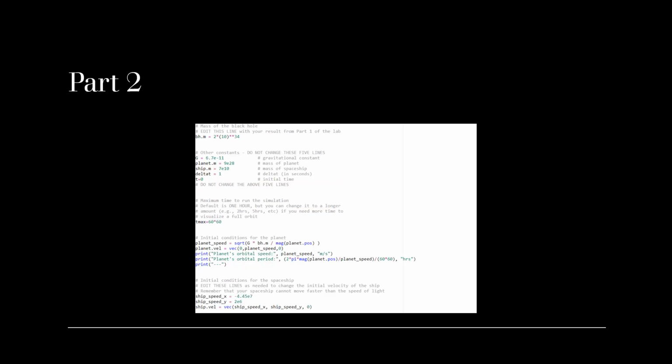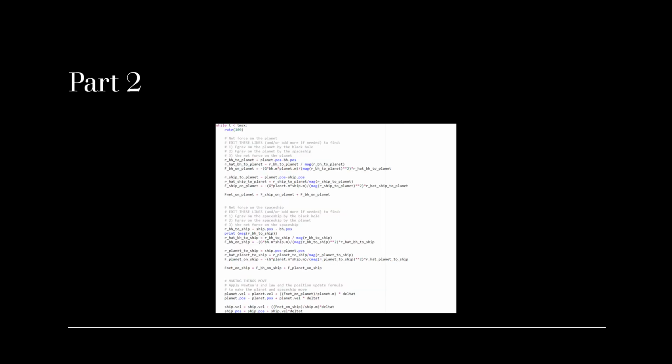So in part two, I've started by putting down the mass that I had just found in the last part, and then after that I had to tweak the initial speed to see how it would change the simulation depending on direction, magnitude, and other things, just to see how it would work, and then I'd get down to my exact number later. And then this is the rest of my part two code, and it has all the formulas inputted.